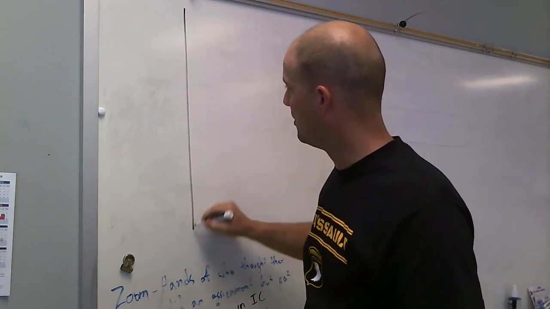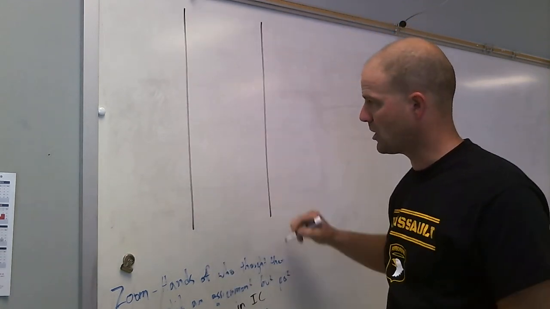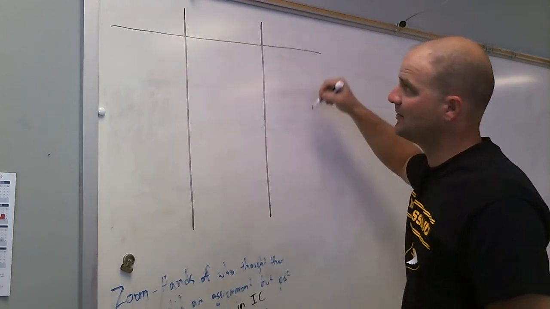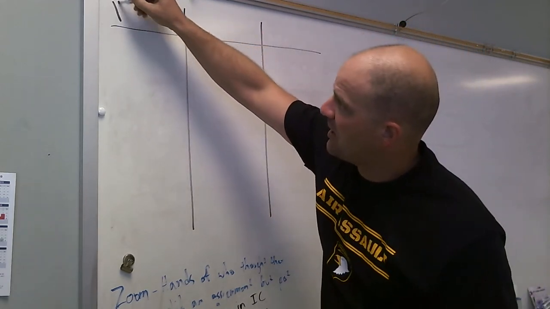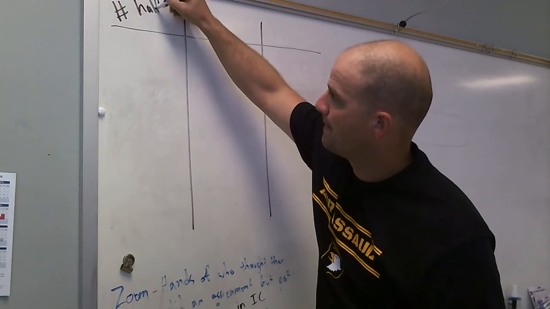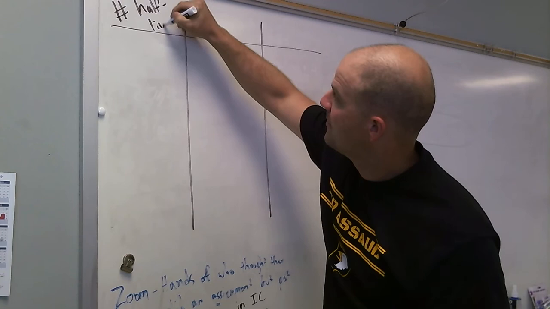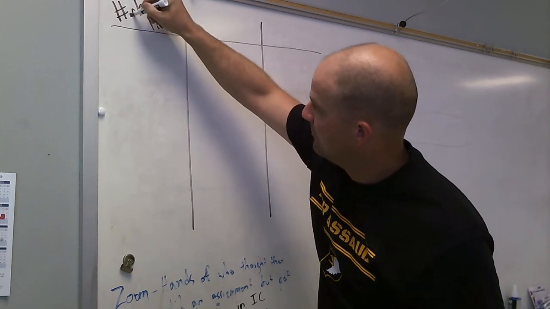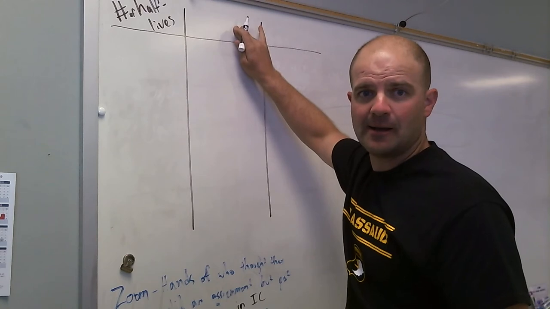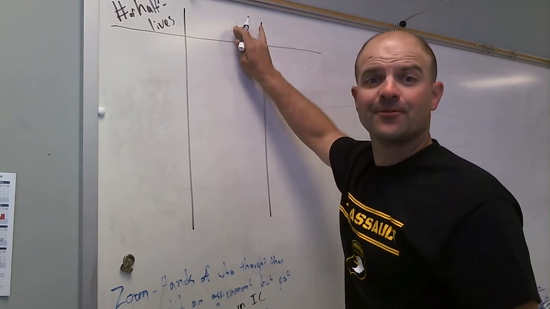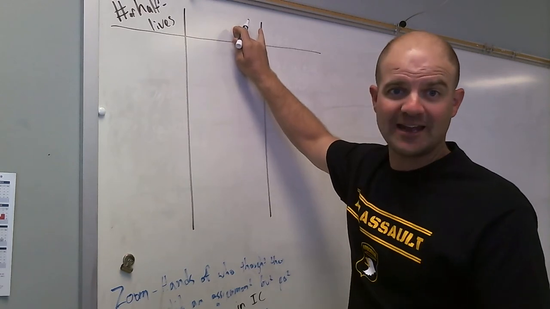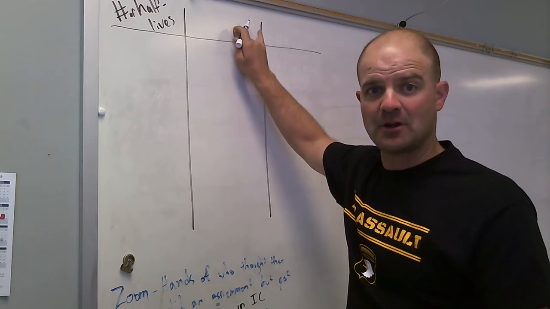I just make a simple chart, table, whatever you want to call it. And at the top, I say, all right, this column will talk about the number of half-lives. This column, I'm going to say, what's the fraction? Okay, we talk about the ratio or comparing how much lead is there versus how much uranium is there to figure out how old it is, right?